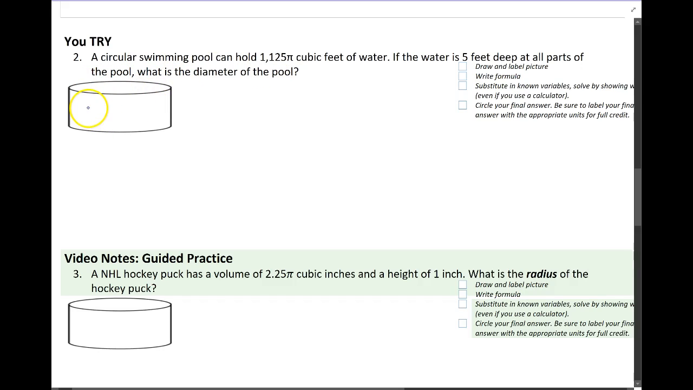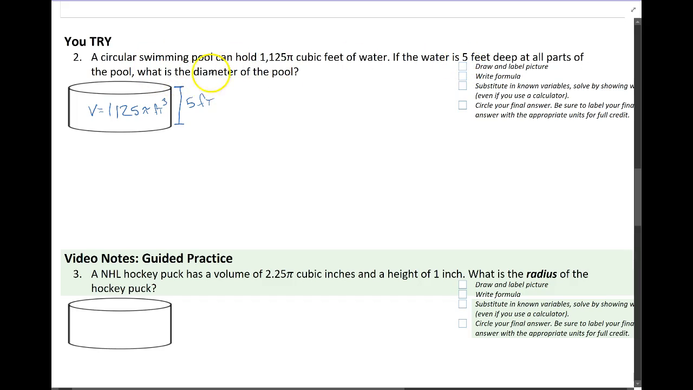I know that the volume, and I usually write this inside the shape, but you can feel free to do what you want. The volume is equal to 1,125 pi cubic feet. And then it says the water is 5 feet deep at all parts of the pool. So I'm going to assume that means that the height of this thing is 5 feet. And let's keep in mind we're working in feet. It's cubic feet and this is feet. So now I've drawn and labeled the picture.